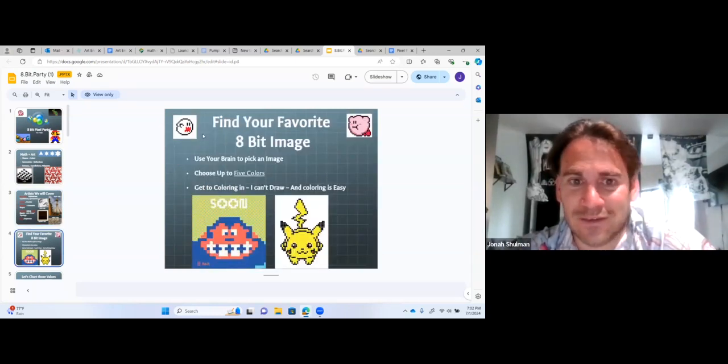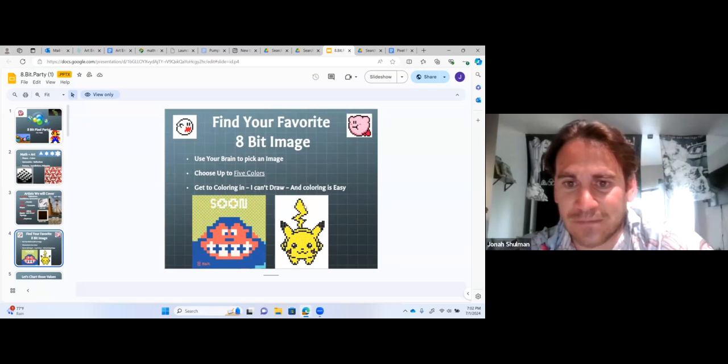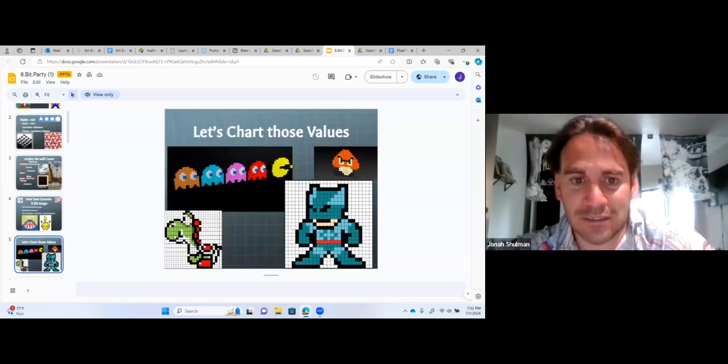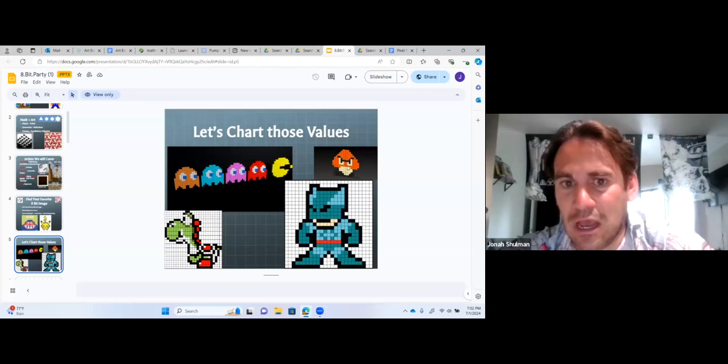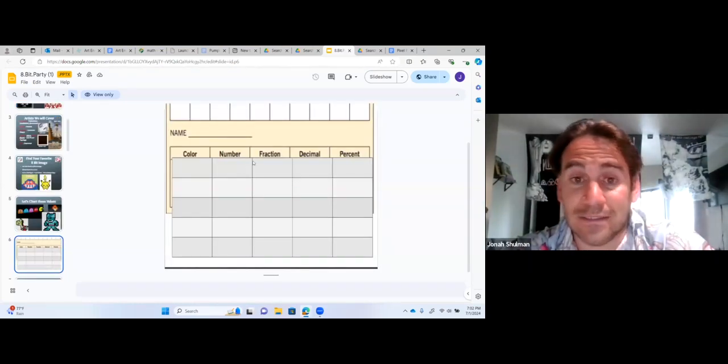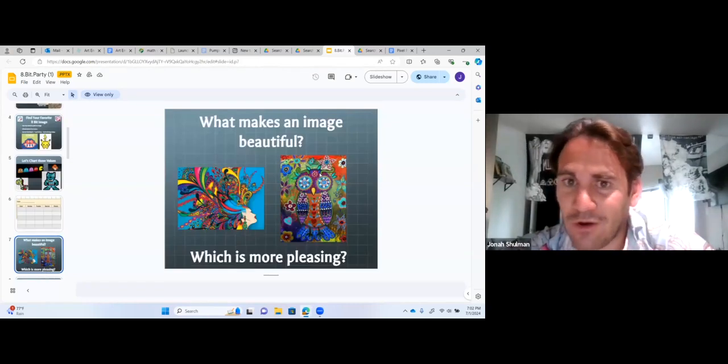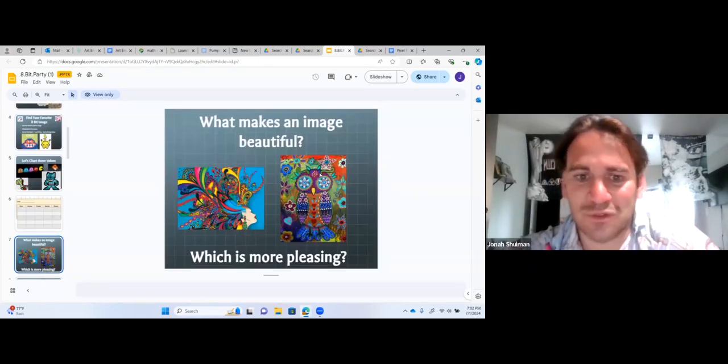So they got to find an 8-bit image, choose their favorite colors, get to coloring. I can't draw, but coloring is easy. So they just got to color them in just like this, and make their own picture. And I did the examples for them. And then we talked about what made art beautiful, like what made an image beautiful.